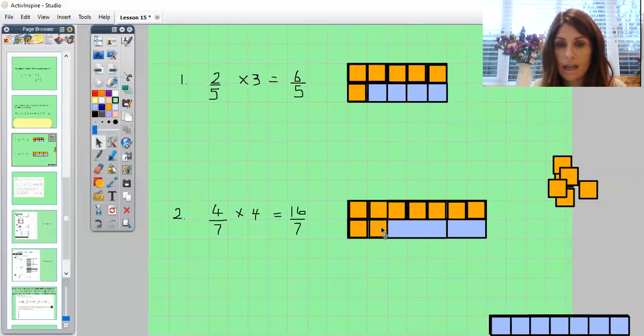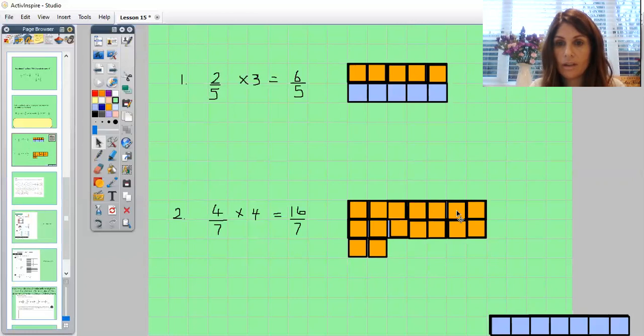Okay, so that's 7, 8, 9, 10, 11, 12, 13, 14, 15, and I'm going to pinch myself here. 16, is that right? 1, 2, 3, 4, 5, 6, 7. I'm not going to count all those because I know that's 7 again. So that's 2 lots of 7 is 14, 15, 16. So when I put it out like this, I can see that I have got 2 whole and 2 sevenths. So that's 2 lots of 7 go into 16 with 2 left over.